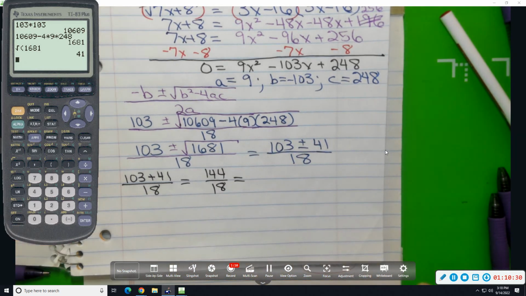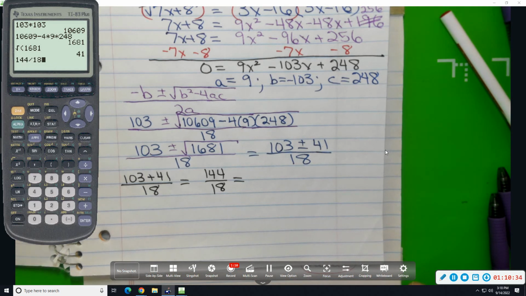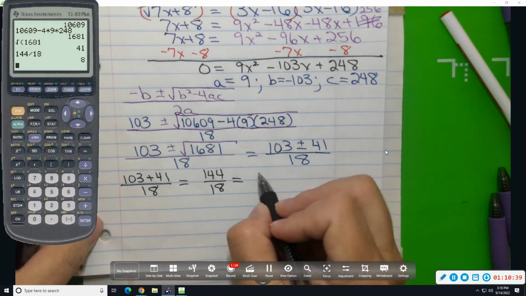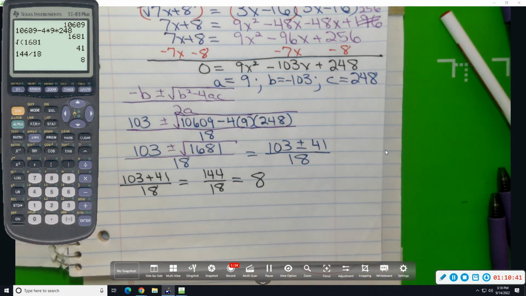I don't suppose 18 goes into 144 evenly, does it? 144 divided by 18. I think it's 8. Yeah, it is 8. My mental arithmetic hasn't completely left me during the 2 years of the pandemic.